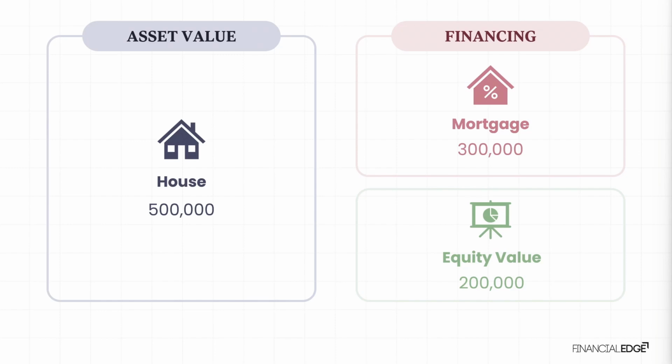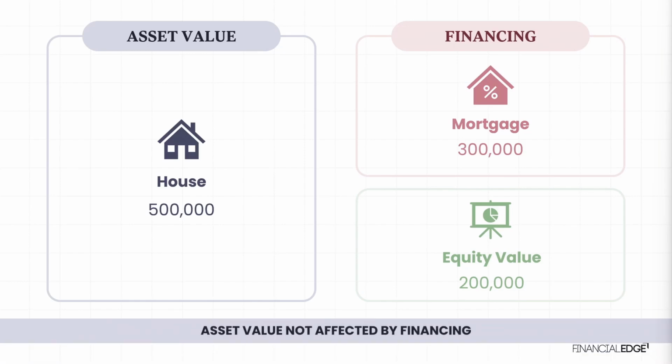I could have had equity of 100,000 and that would have meant a mortgage of 400,000. Or I could have had equity of 250,000. That would have meant a mortgage of another 250,000. The important thing here is that both sides are the same, and the asset value, the value of the house, is not affected by the type of financing.